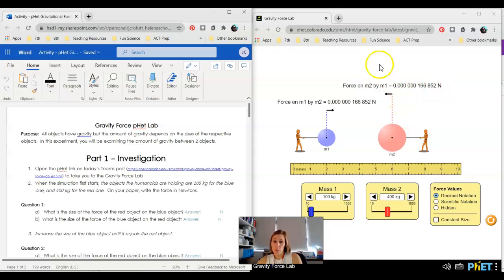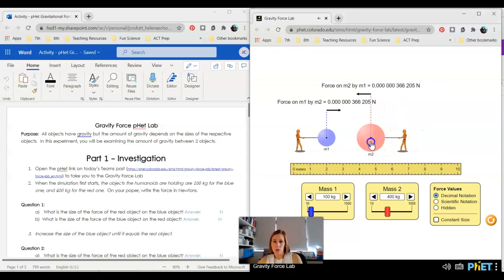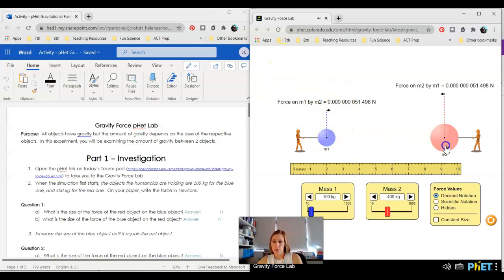Okay, this force of the red on the blue is going to be the same as the blue on the red, because of Newton's third law. Okay, notice that the arrows are opposite. Notice that I can also make the arrows bigger by moving them closer. So that kind of demonstrates what distance does to gravity. Okay, if I move them further apart, notice how small the arrows are.